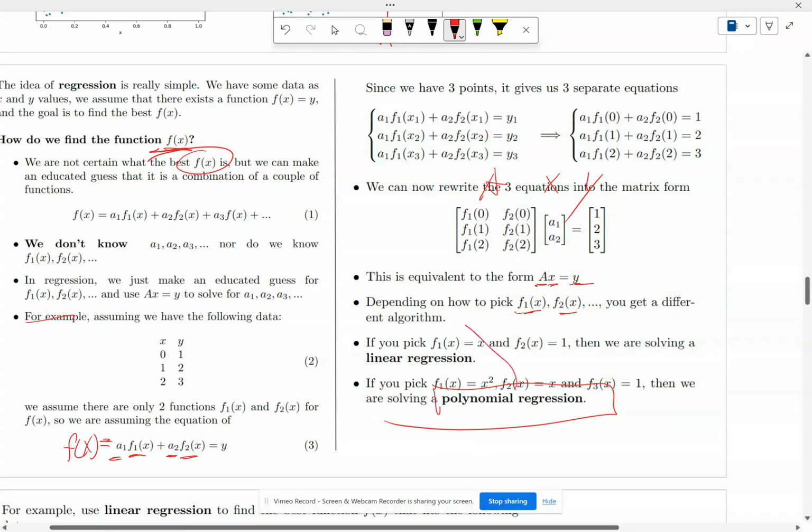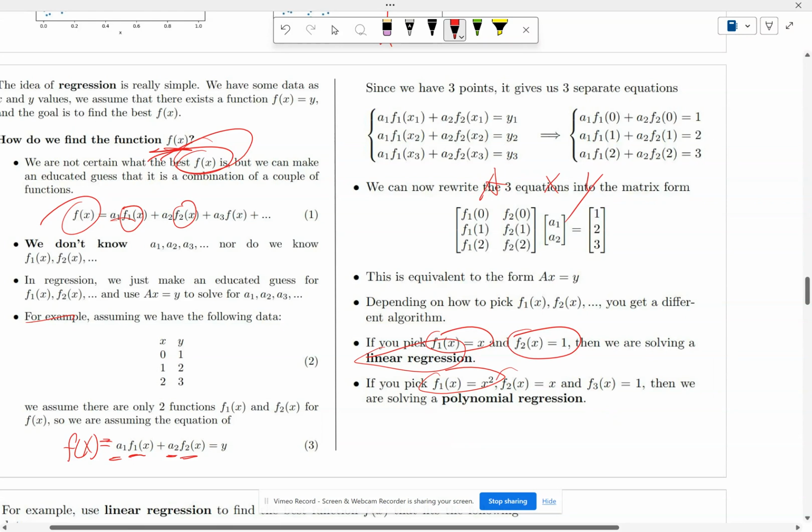So the idea, all of these goes from here. We're trying to find a function such that if we plug X in, it gives us Y. Since we don't know what this function is, very often we make an educated guess that it's a linear combination of a bunch of functions. That depends on how you pick function 1 and function 2. If we pick function 1 as x and function 2 as 1, that's one algorithm, called linear regression. If we pick f1 as x squared, f2 as x, and f3 as 1, in this case we have a second order polynomial regression.